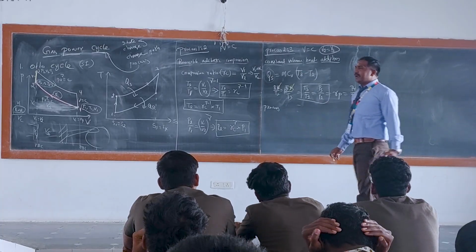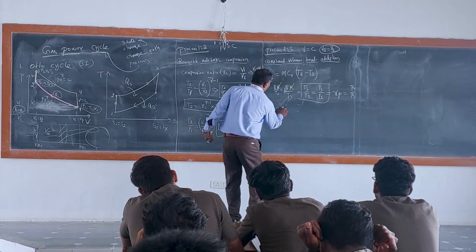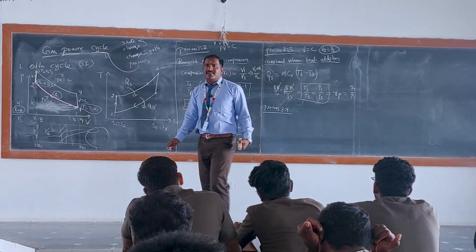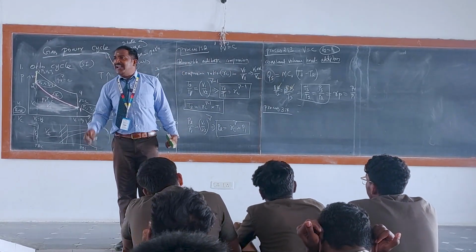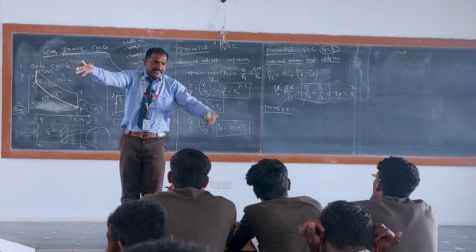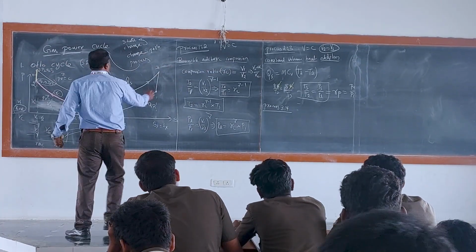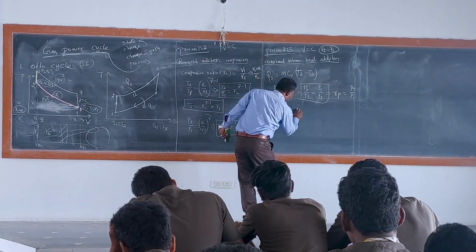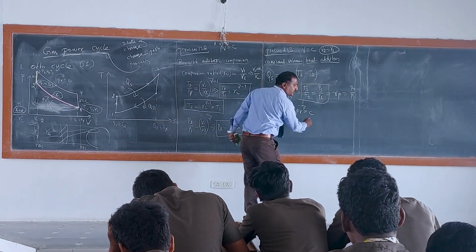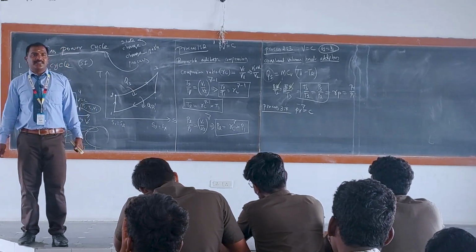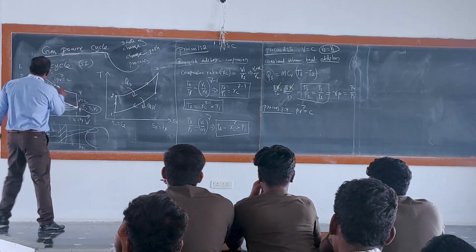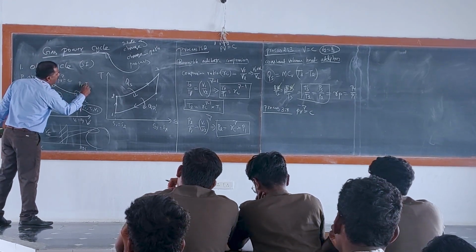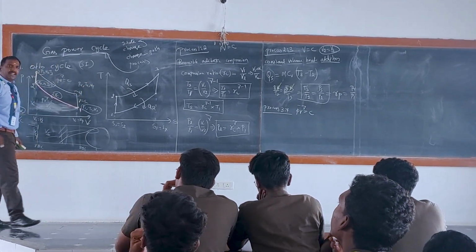Got it. Next one, process 3 to 4. What is 3 to 4? A reversible adiabatic expansion, which is PV power gamma is equal to constant. We have to get the power, right? So here also I already know T3, P3, V3. Similarly at this place we have P4, T4, V4. These things we need to find out.